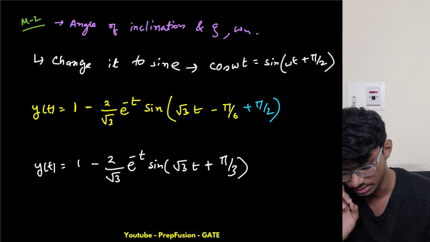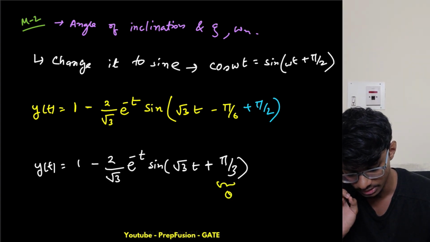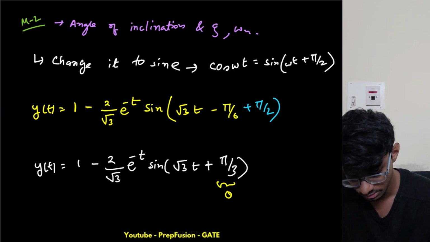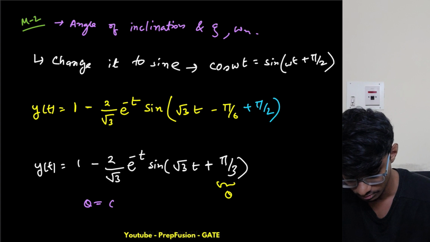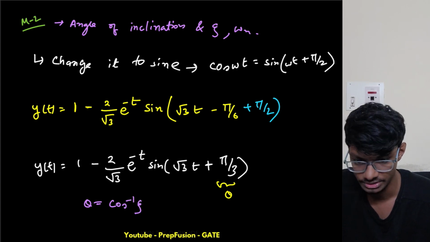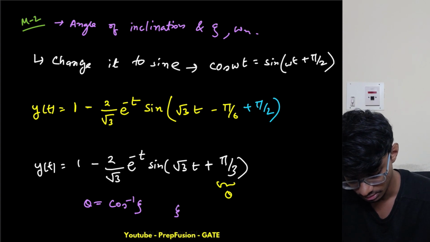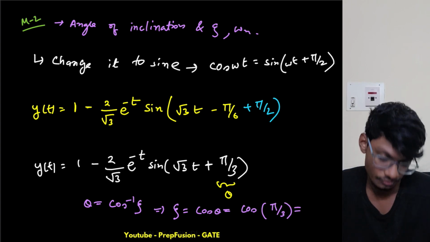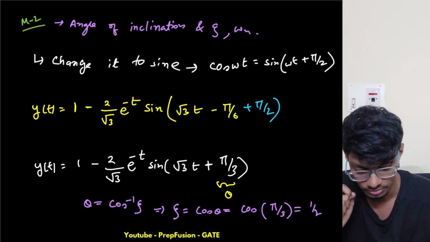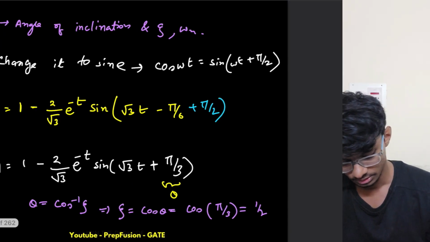Now from here I can see this is my theta. So theta equals cos inverse zeta. Cos theta will be zeta, that I know already. So zeta will equal cos theta, which equals cos of pi by 3. So what is this equal to? This equals 1 by 2. So zeta I get as 1 by 2.